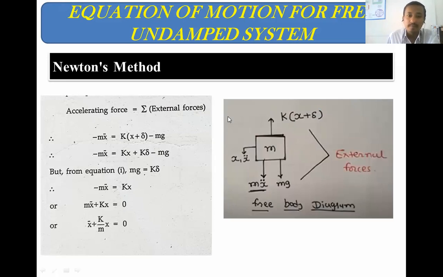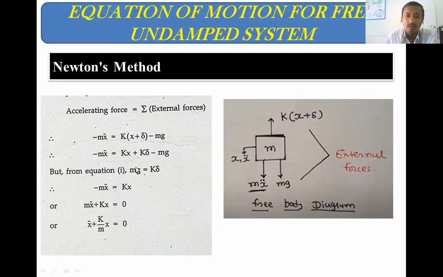So according to Newton's law, F equal to ma. So the exerting force is equal to the external applied forces, so it is given by minus mx double dot. Minus is taken because it is downward; if it is upward we should take it as positive. Minus mx double dot is equal to the external forces: minus mg, and upward is plus k into x plus delta. So it is minus mg plus k into x plus delta. This is the free body diagram of the mass.